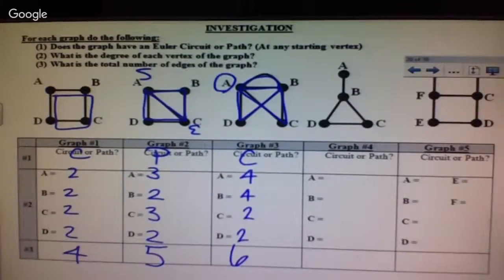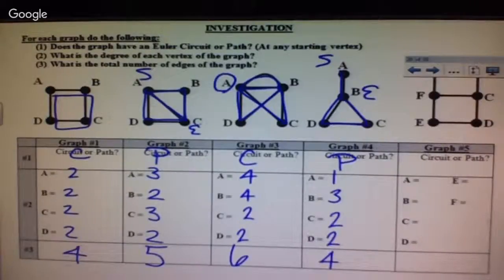What about graph 4? This one's going to be a path. Once I leave A, there's no way to get back to A without retracing. So I started at A and I ended at B. A has a degree of 1. B, 3. C, 2. D, 2. Total edges, 4.